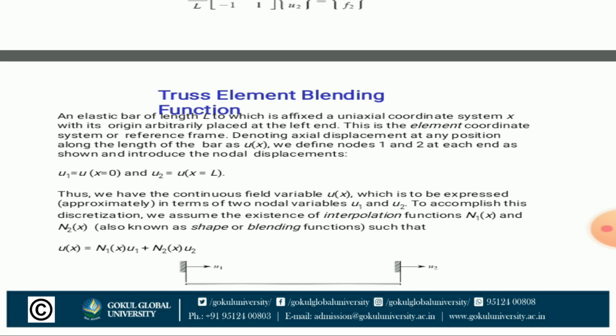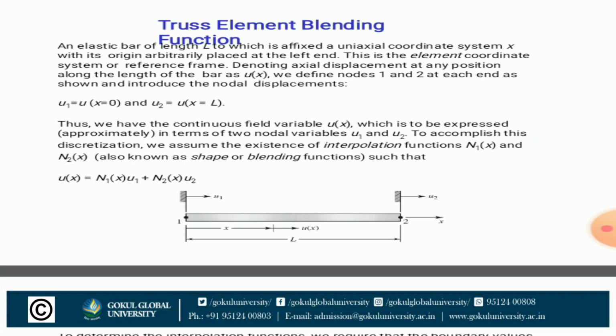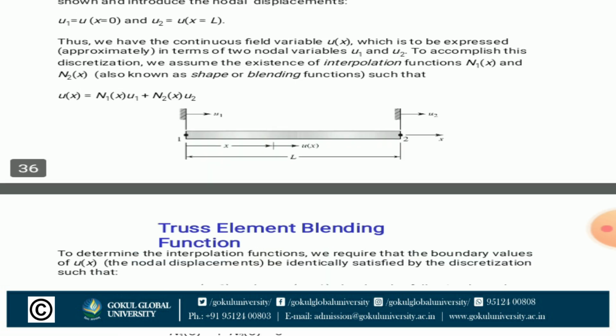So thus we have the continuous field variable of our x coordinate, a linear function, which is to be expressed approximately in terms of the two nodal variables u1 and u2. And to accomplish this discretization, we assume the existence of interpolation shape functions N1 and N2 as the basis functions, or as per the equation u(x) equals N1(x) u1 plus N2(x) u2. So from the continuous field with the equation.